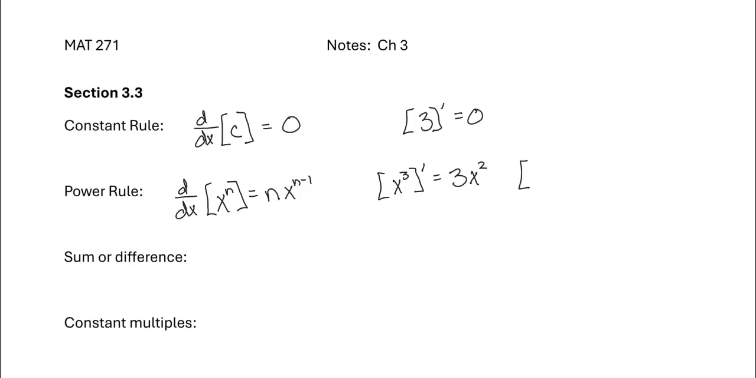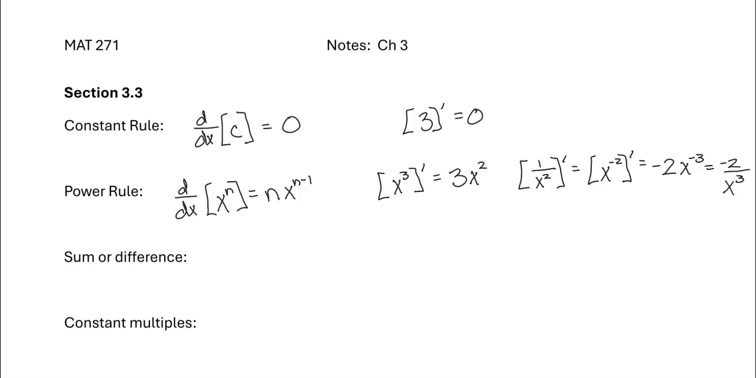This would also work if I have something like 1 over x squared, because I can rewrite that as x to the negative 2. And then I want to take the derivative, so I'm going to bring the exponent down, and I'm going to subtract 1 from the exponent. Negative 2 minus 1 is a negative 3. So this is negative 2 over x cubed.